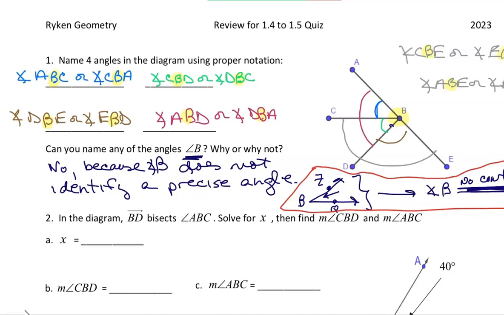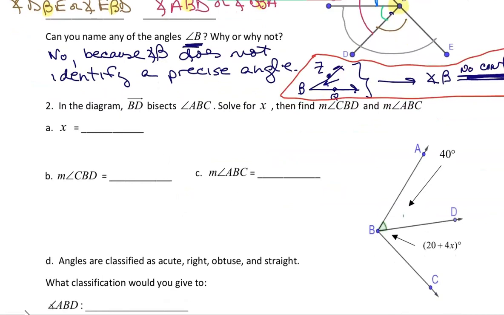Okay, so let's continue reading. So it says in the diagram, BD bisects angle ABC. Okay, so there it is. It's bisecting it. So this right here is the bisector. When you have a bisector, it divides that big angle into two equal parts. And that means if this one is 40, then this one has to be 40. All right, because they have to be the same.